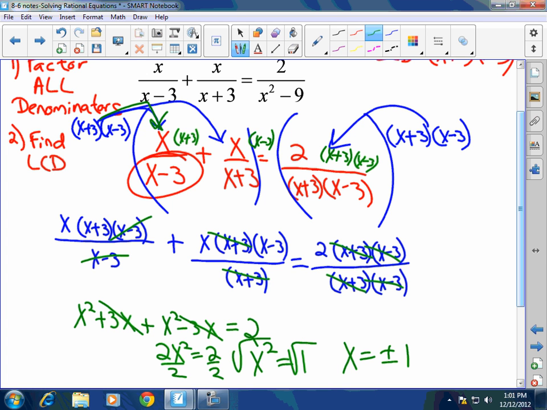Okay? Now look, the reason why you plug it into the original, let's say that x was 3. Would that be a solution? Guys, right off the bat, can you have a 3 here? What's 3 minus 3? So that's undefined, so you cannot have that. Does that make sense? All right, let's do another one.